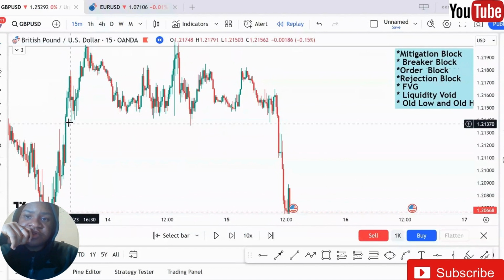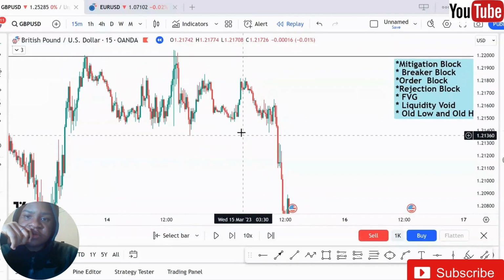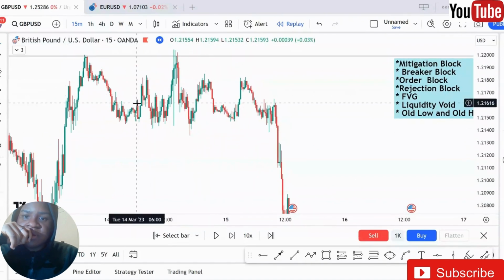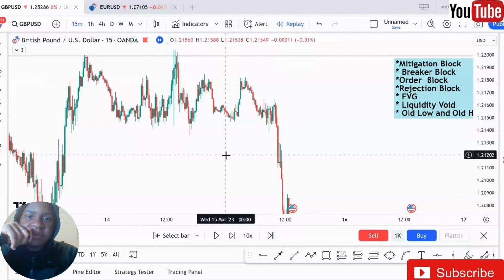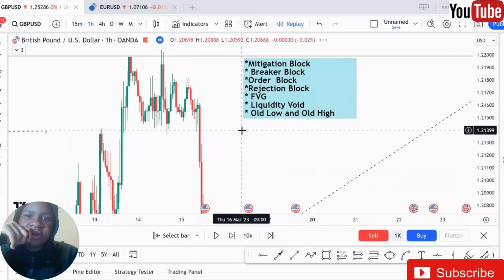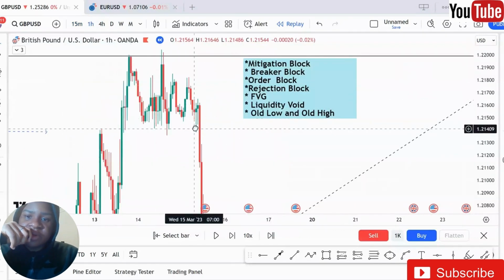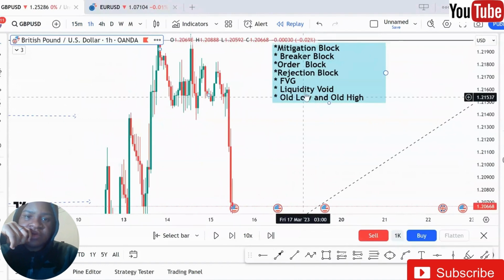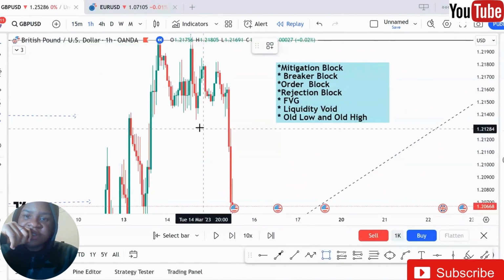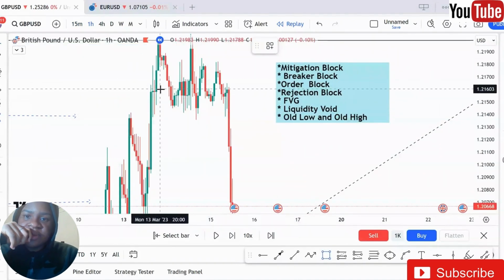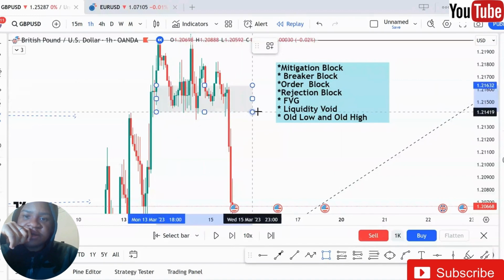There was a break of structure here. Mitigation. This is the mitigation for it to go up. Shifted. I'll take it here as my mitigation block. Go back to my 1 hour. Back to 1 hour, it's still a counter trade. You use the same rule. Is there a mitigation block? This is a mitigation block around here.